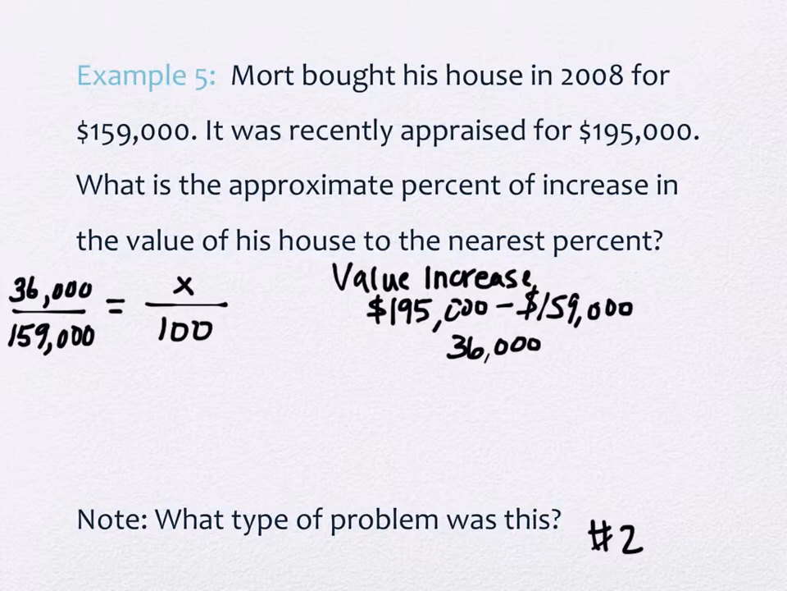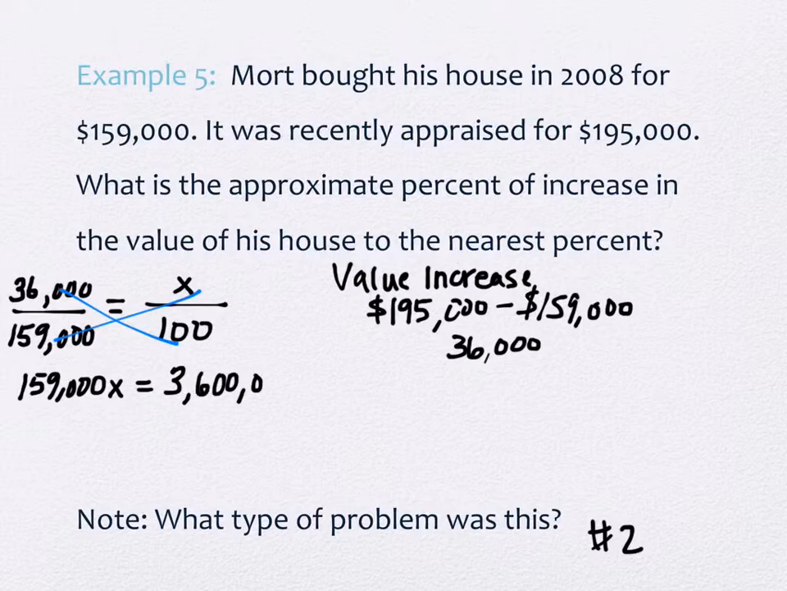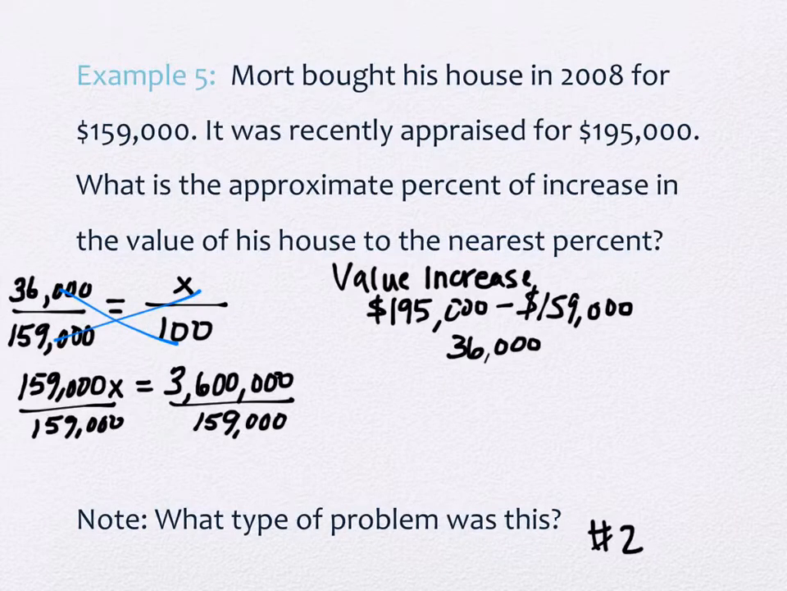All right, so what are we going to do? Cross multiply. So this one's 159,000x equals 3,600,000 on the right. Then what? Yeah, divide by 159,000, and you're going to put this in your calculator, right? Because I'm not doing this one by hand. X is what did you get?